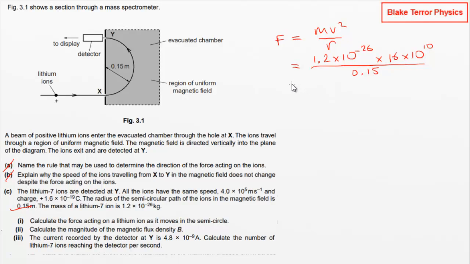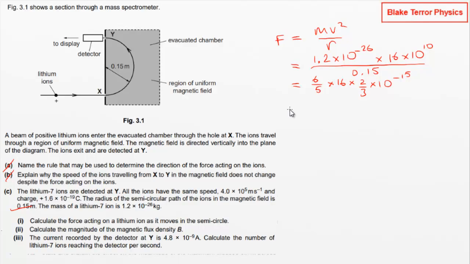Right, so let's change these into some fractions. We've got 6 over 5 as our 1.2. We've got 16. We've got 2/3, but we need to take into account that there'll be a 10 to the minus 1 on the bottom, which would make 10 to the 11 minus 26, so 10 to the minus 15.